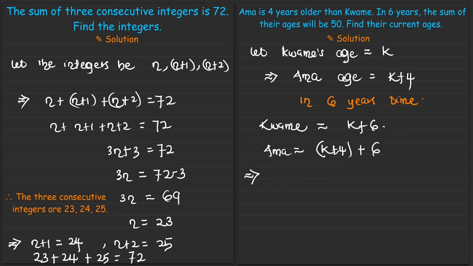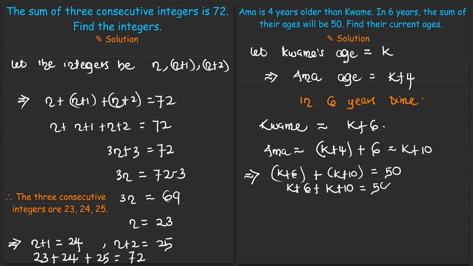So that is to say, Kwame's age, which is k plus 6, plus Amma's age. For Amma's age, if you simplify, you're going to get k plus 10. So Kwame's age plus Amma's age, which is k plus 10, is giving us 50. So we now need to solve for k. So k plus 6 plus k plus 10 gives us 50.